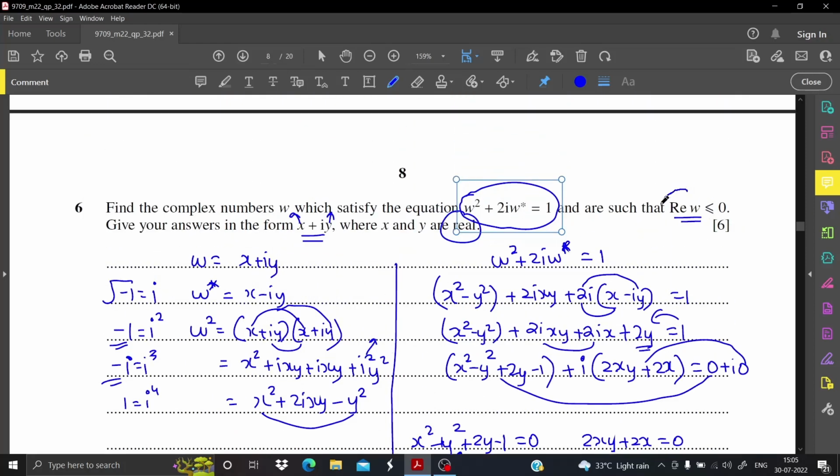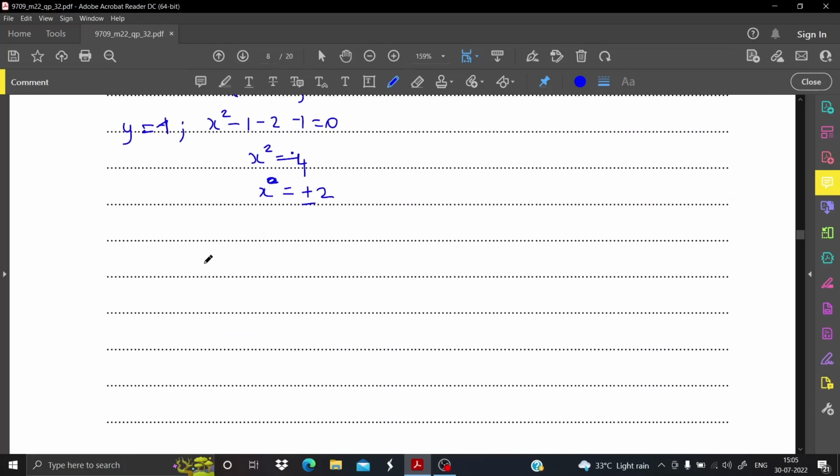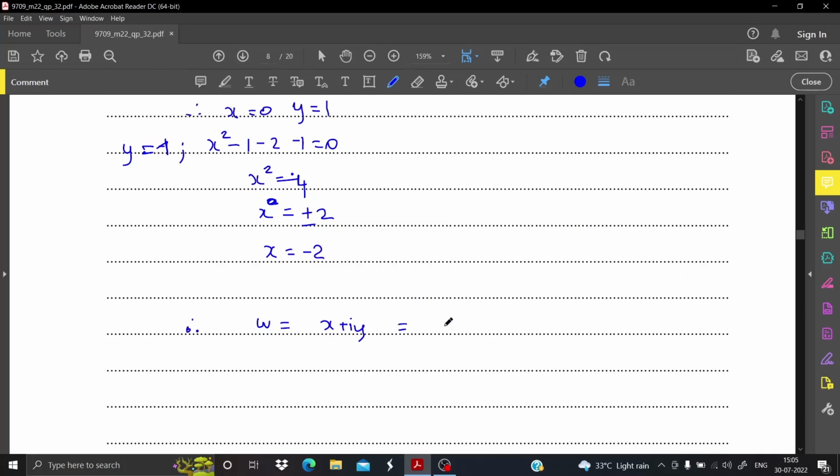There's a condition given that the real part of w can be 0, but it has to be negative, 0 or negative. So in this case, you're going to consider x equal to -2 only. Therefore, the two complex numbers: w is x plus iy. One complex number is, when x is 0, y is 1, so 0 plus i into 1, that will give you i.